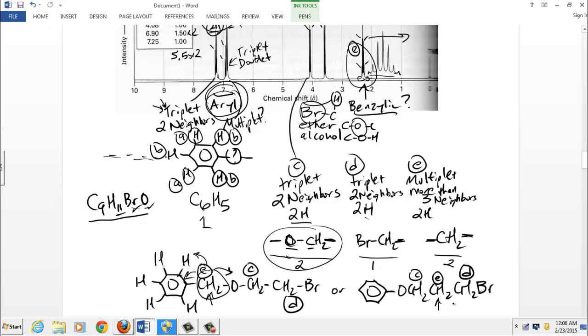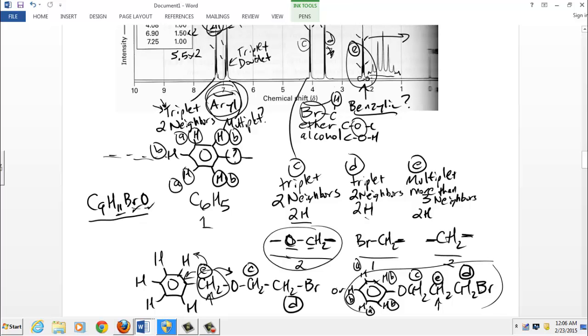This makes more sense. These hydrogens are farther from the oxygen, farther from the halide than any other hydrogen in the molecule as it's drawn. And then this peak that we call peak C, it's right next to the oxygen, the most electronegative atom, and then the halide is a little bit upfield, D. This structure makes the most sense.